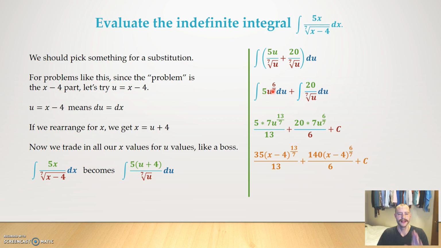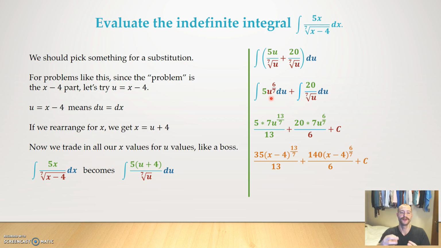I'm just simplifying this a little bit so that it's easier when we finally do take the integral. Okay, let's take the integral of this. So forget the 5. The 5 just stays out front. It's just a constant. So I need to pick something, u to some power, such that when I take its derivative, I generate u to the 6 over 7.